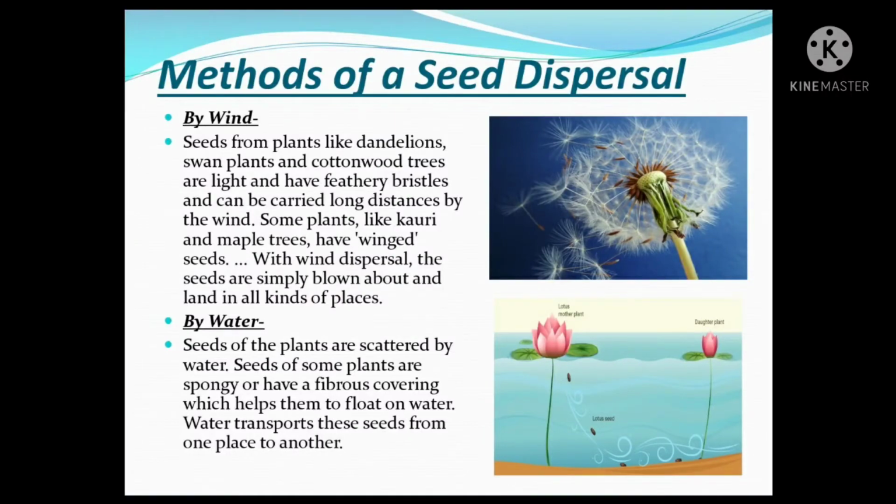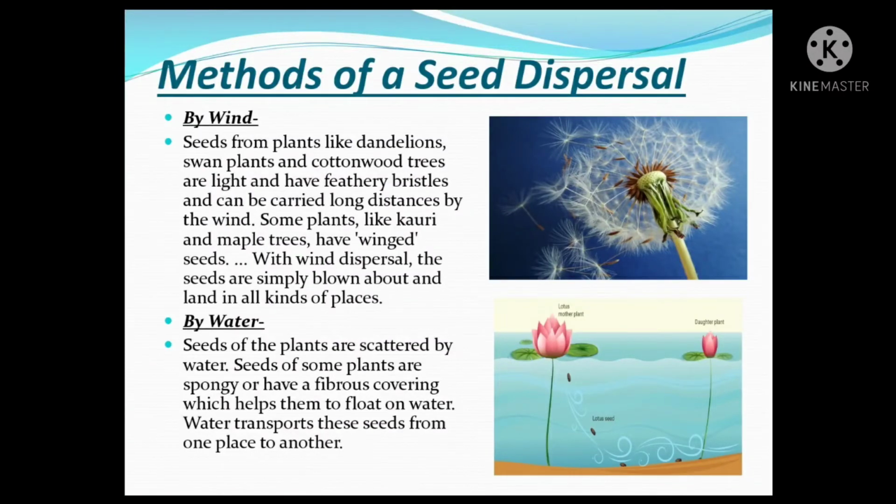Methods of seed dispersal. Plants cannot travel, but seeds can. There are various interesting ways in which a plant makes its seeds travel distances. The seed dispersal mechanism occurs in a number of ways. First one is by wind.